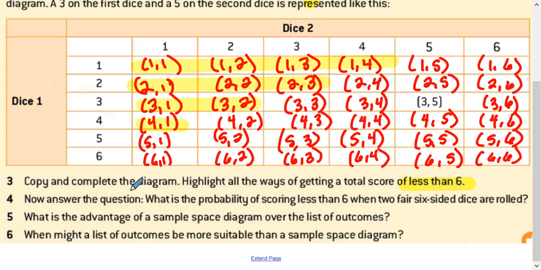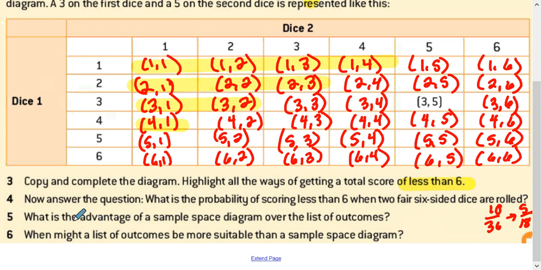With that in mind, now we can answer questions such as, what is the probability of scoring less than 6 when 2 fair 6-sided dice are rolled? So how many different ways can that happen? 10 out of 36, which of course you will simplify by dividing by 2. So 5/18.